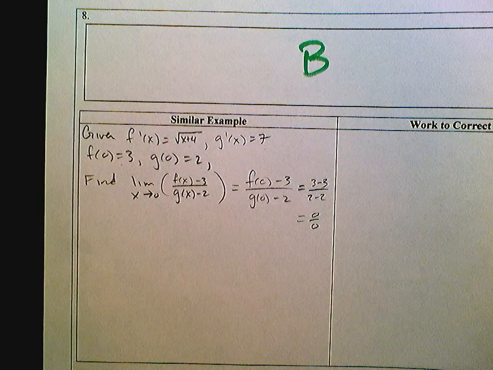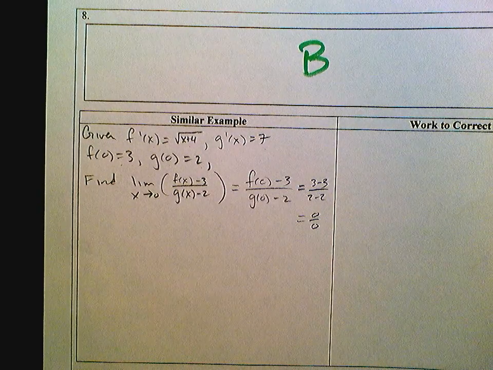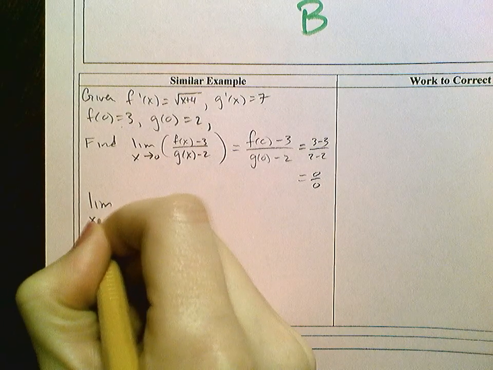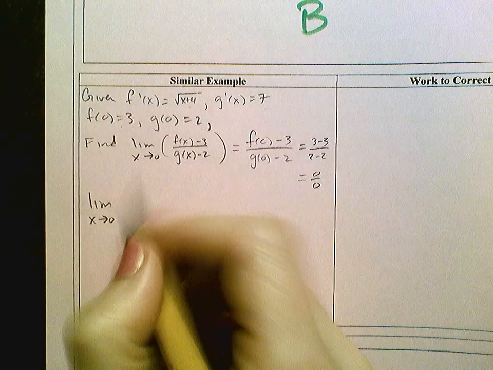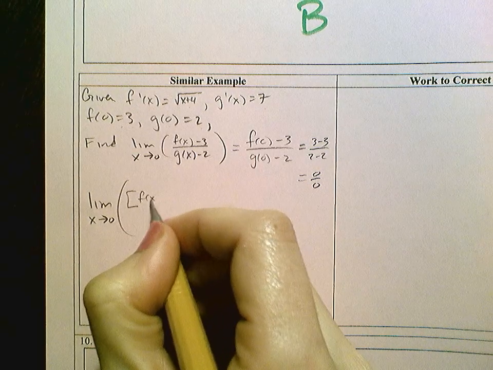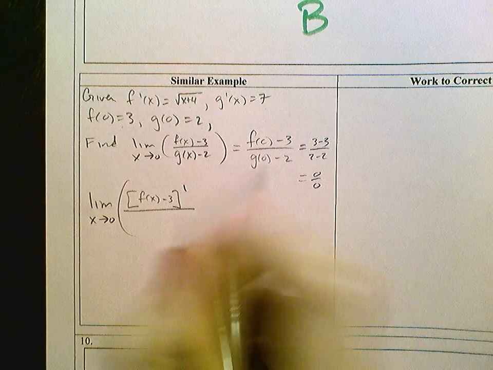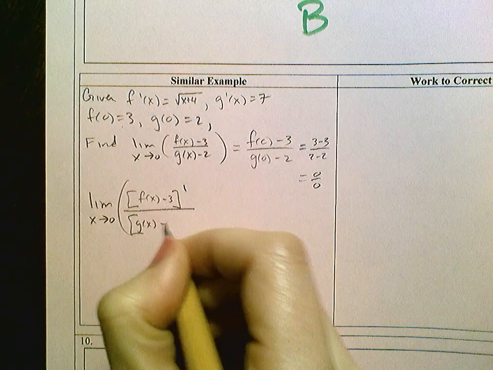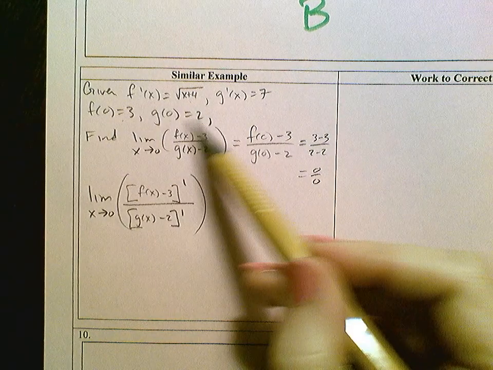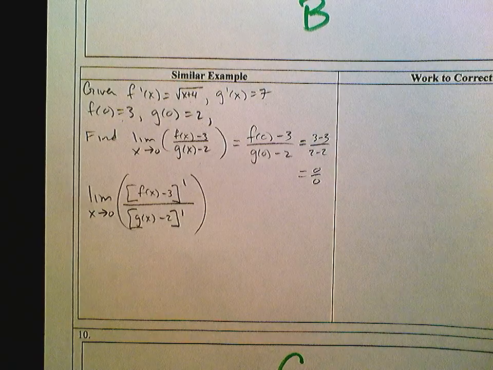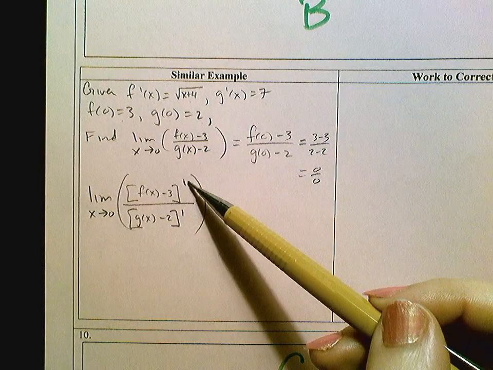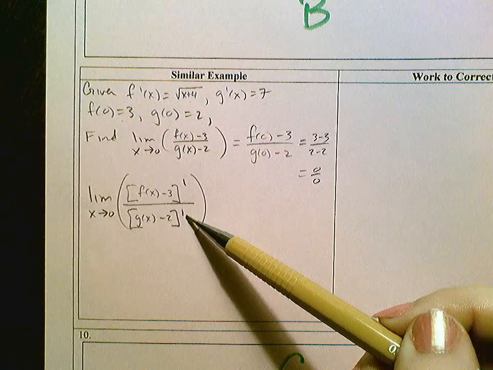So if this is 0 over 0, then we can use L'Hopital's rule, which says that the original limit is the same as the limit as x approaches 0 of the derivative of the numerator over the derivative of the denominator. Now be very careful. You're not taking the derivative of this entire input. For that you would need the quotient rule. L'Hopital's rule doesn't mean you do the quotient rule.